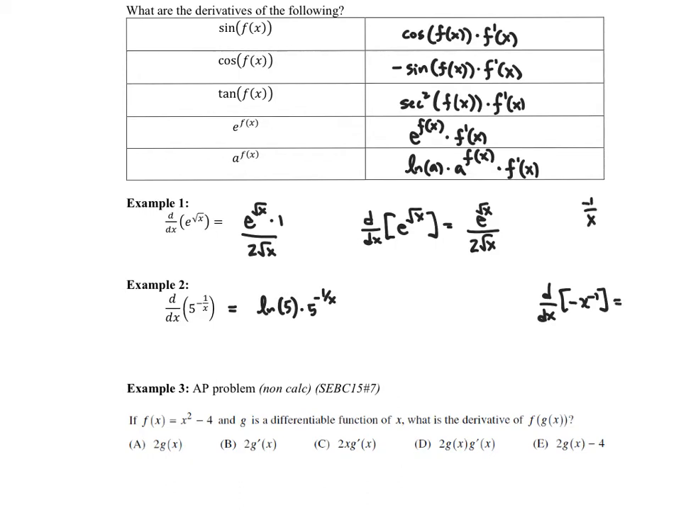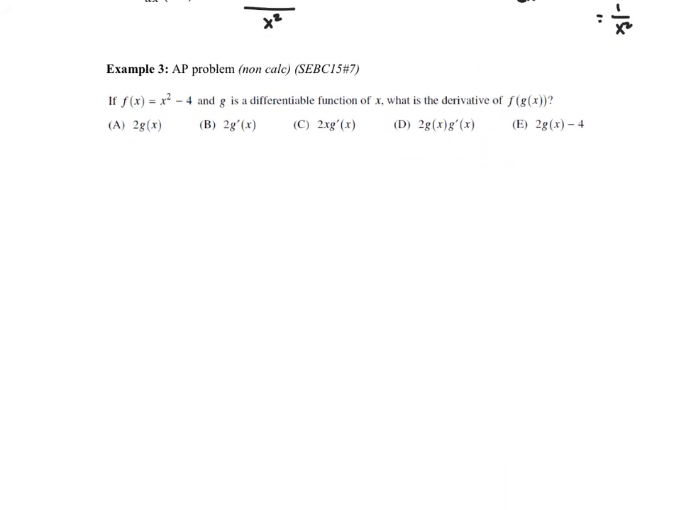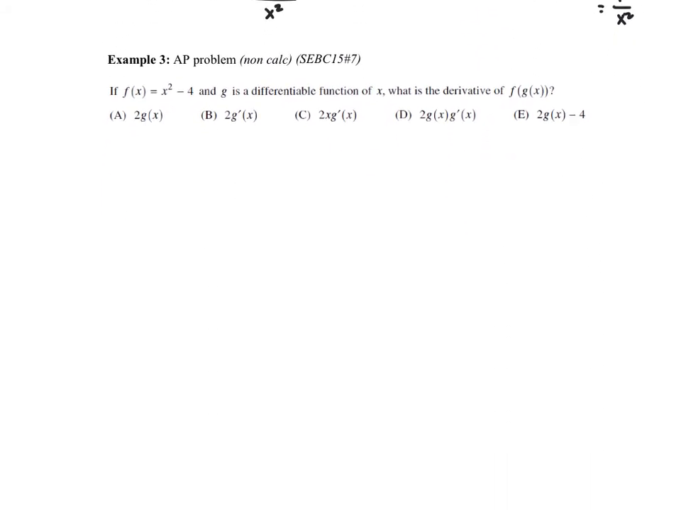Therefore, I'd bring down the negative 1. Negative 1 times negative 1 would be positive 1, x to the negative 2. So the derivative of negative 1 over x is 1 over x squared. So I would write this over x squared. There you have it. There's some chain rule. All right, love it. Let's move on and talk a little bit about a couple of AP problems, and then we'll get into some parametrics as well.